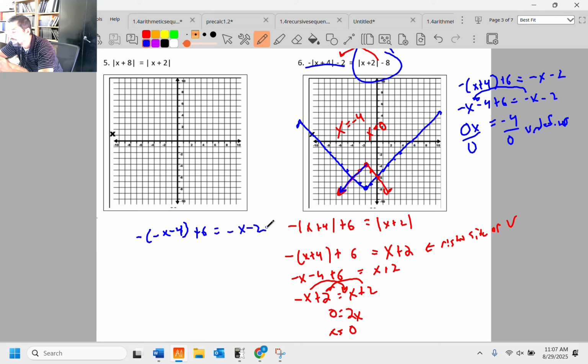I don't proclaim to be perfect. I'm actually not, my degree is not in mathematics, it's in computer science. Distribute the negative, I get x plus 4 plus 6. And now I'm in business, okay? That'll give me x plus 10 equals negative x minus 2.